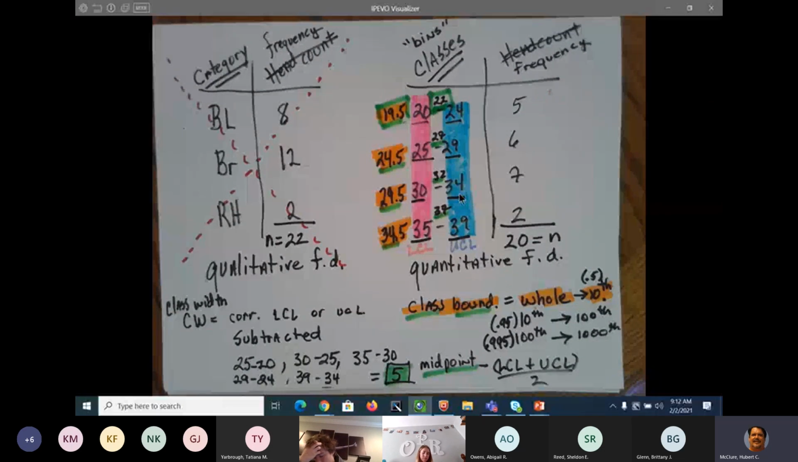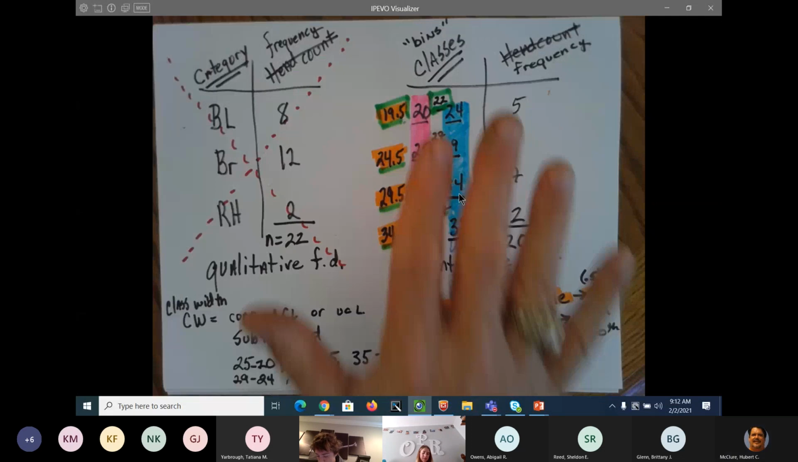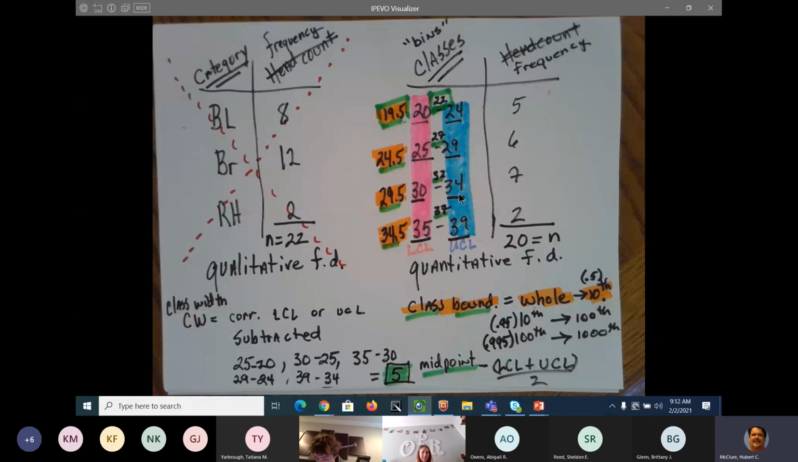Okay, so make sure you can find these. What about relative frequency? What is relative frequency? Anybody know? It's another 25-cent word.